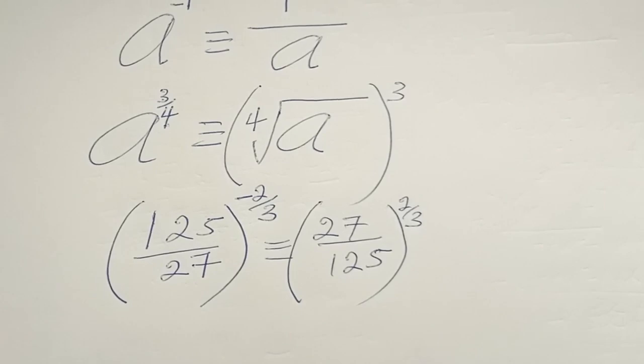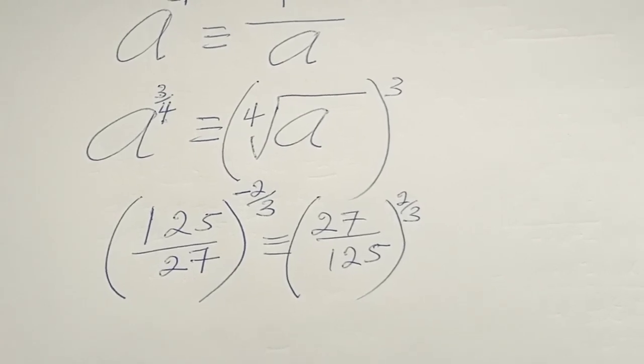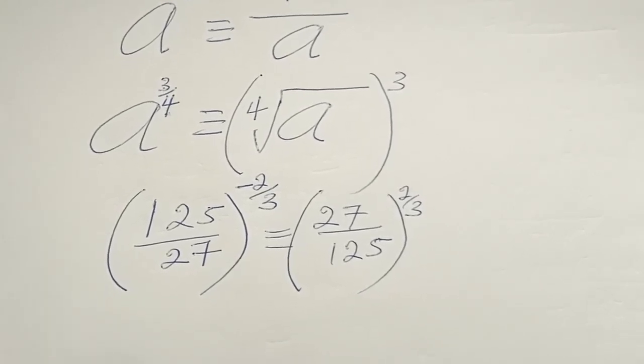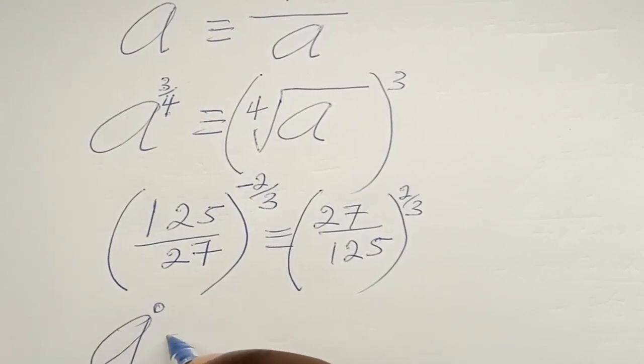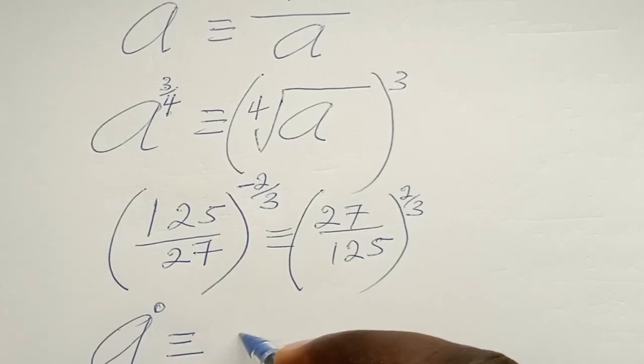Now, of course, we should also note that there is a rule that states that when a given base is having a power of 0, then it is the same as 1. For example, if A is to the power 0, then of course this is the same as 1.